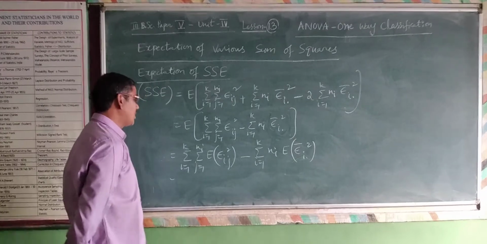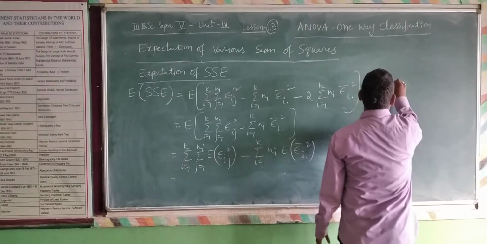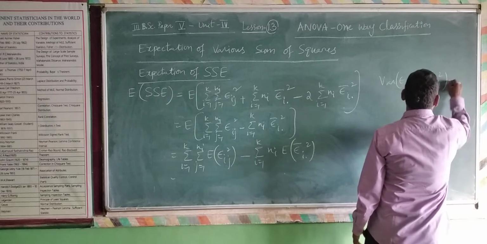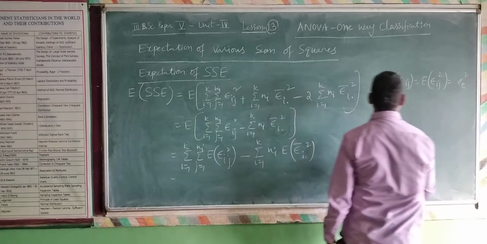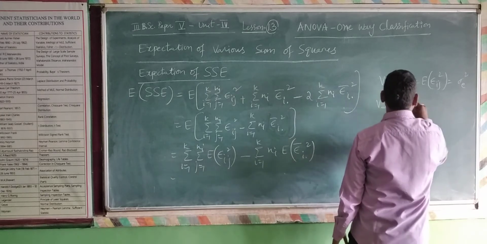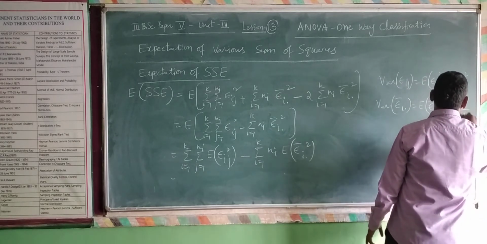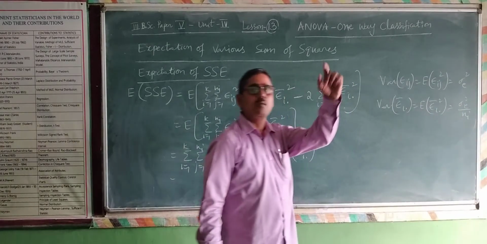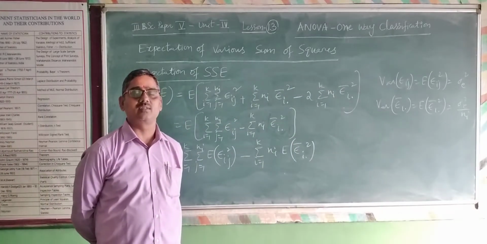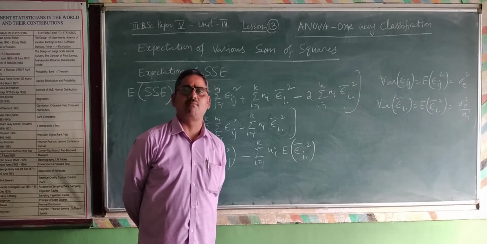Now, what is the expectation of epsilon ij square? We have a formula, it is a variance. Variance of epsilon ij is equal to expectation of epsilon ij square is equal to sigma square e. That is the first value. Variance of epsilon bar i dot is equal to expectation of epsilon bar i dot square is equal to sigma square e divided by ni. That is the result we have. We did part 1 of the expectation of various sums of squares previously in lesson number 11.